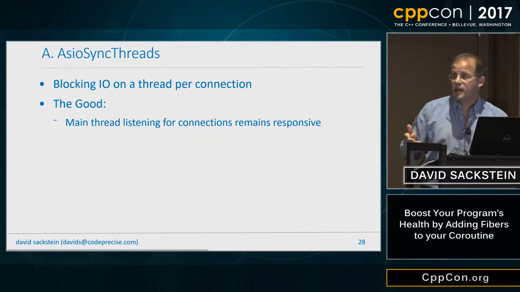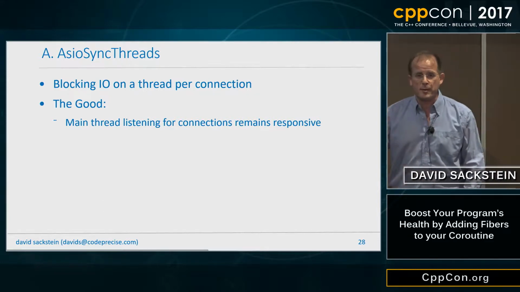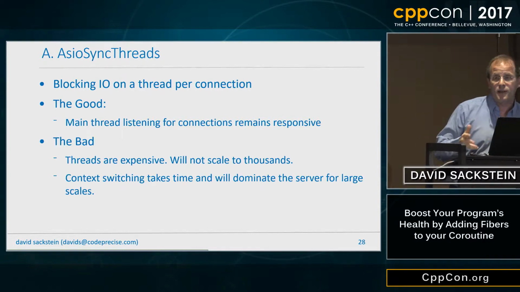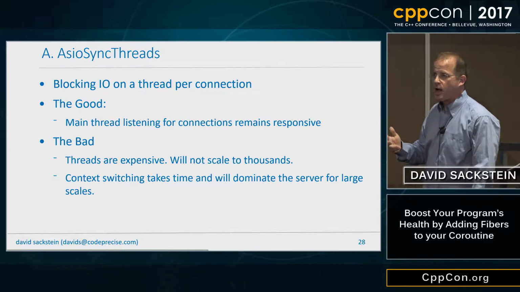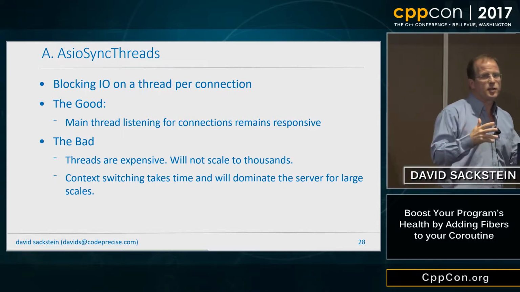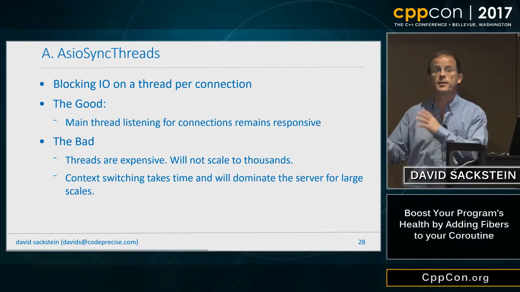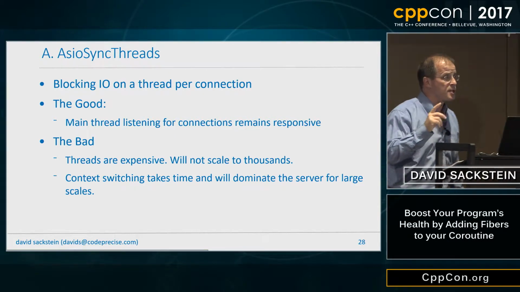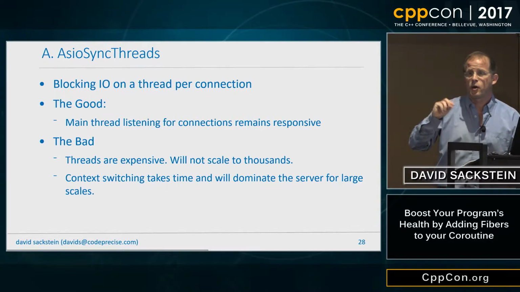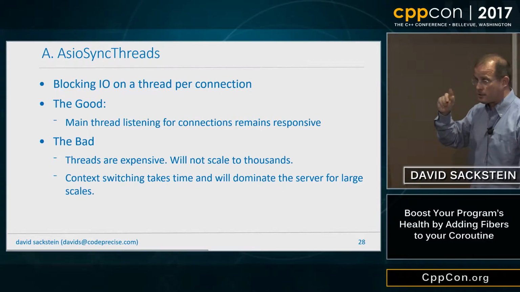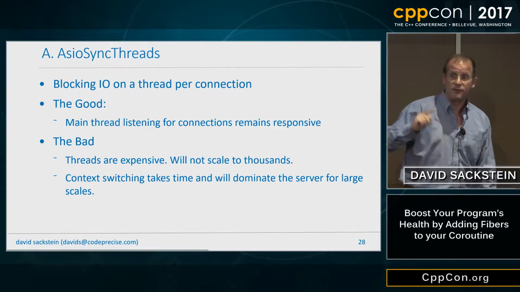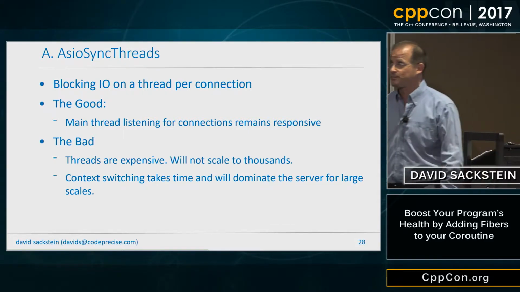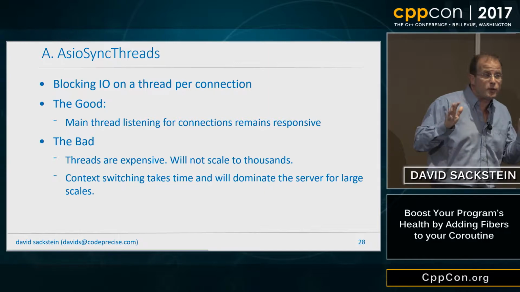What's good about this? Well, the good thing is the main thread can continue to be responsive to new connections because all of those synchronous calls are occurring in a thread. The bad thing is that creating a thread is expensive, and context switching is expensive, not only in allocation of stacks, but also in the time it takes to perform a context switch. I'll show you later on a quick slide from the Boost Fiber documentation that points out that context switching in fibers can be, not always, but can be 3 orders of magnitude faster than context switching among threads. So I would say that if you're only having a few threads, that's fine.